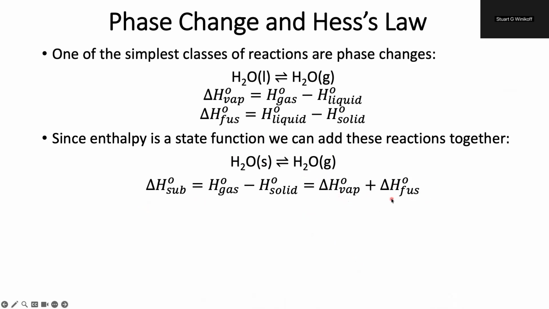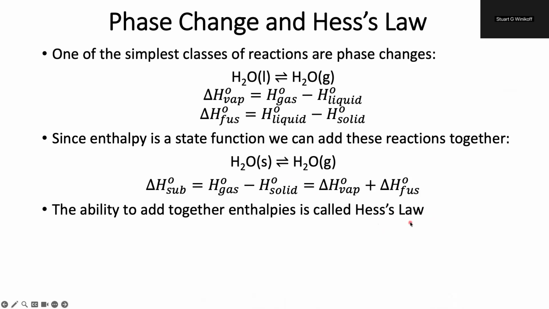Now, this idea that I can add together enthalpy changes as long as I get the right initial and final state, so more or less that enthalpy behaves as a state function, is colloquially known as Hess's law. And it's one of the more powerful things in enthalpy. And we've seen this when looking at other, say, PV changes. It doesn't matter if I go through an unrealistic intermediate if I have the right initial and final state.